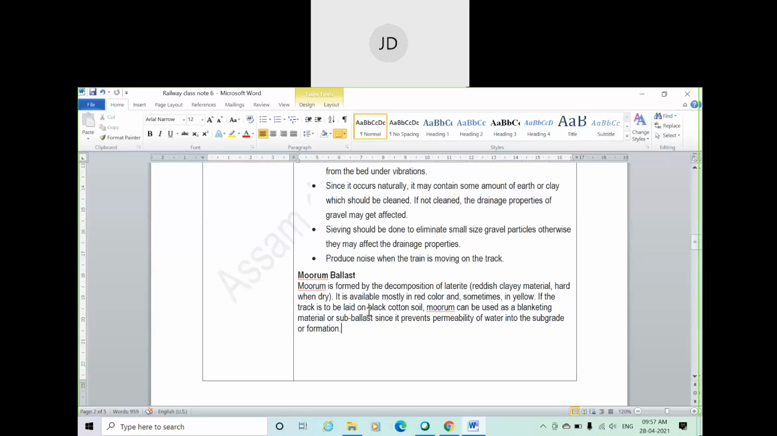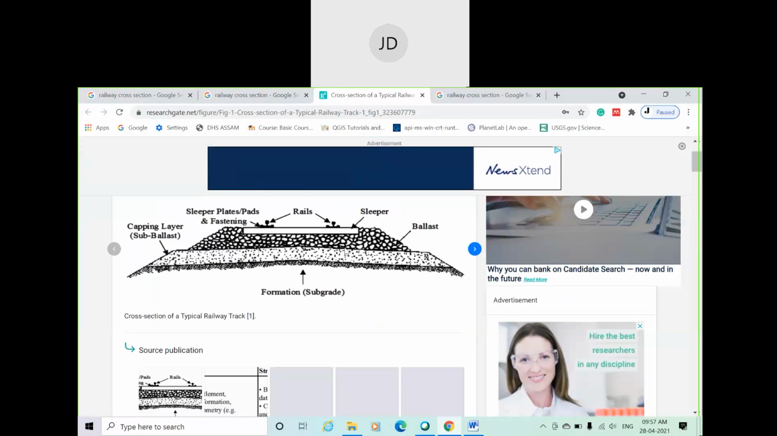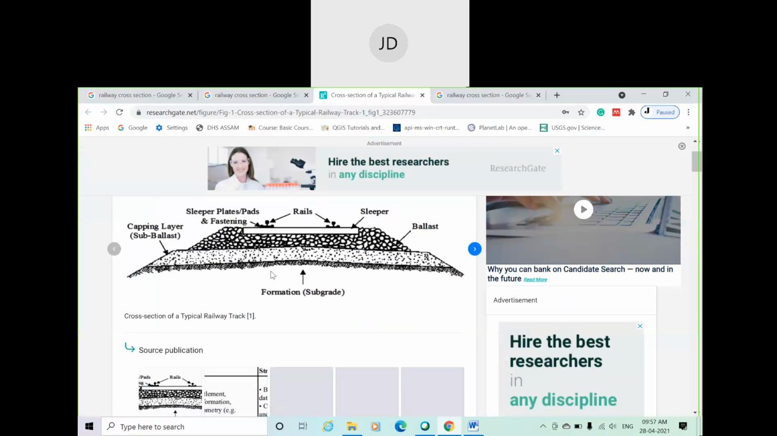If water can pass through this ballast material and go through this formation, the subgrade soil, and if the soil is black cotton soil, then there is a chance of expansion of the formation. And if it expands, it may cause failure to the railway track. And suppose in dry season, if the water goes out of the formation, then the soil shrinks in volume, and because of that also it may cause a failure in the upward portion. Finally, it will damage the railway track.